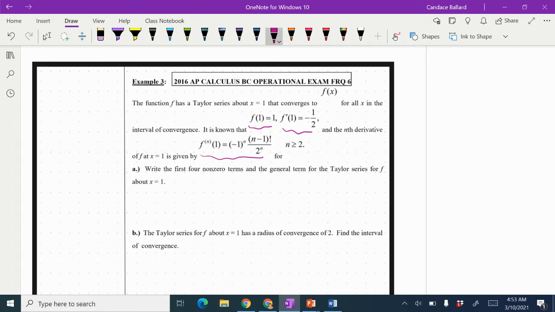So they didn't actually give us a function. They gave us information about the function, and that says it's for when n is greater than or equal to 2. So what we're supposed to do is write out the first 4 non-zero terms and the general term for the Taylor series for f. So the first 4 terms, the first term we know is just this.